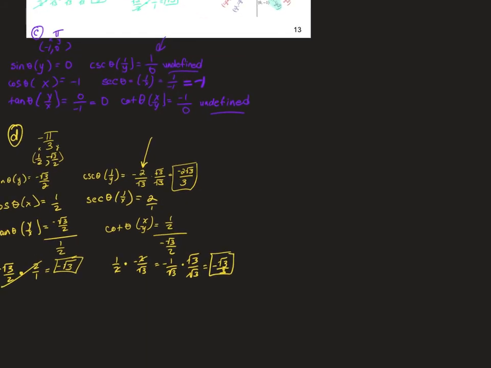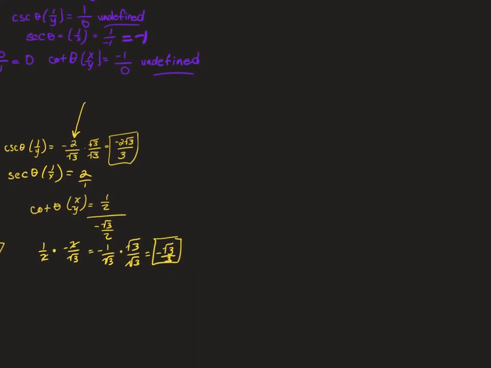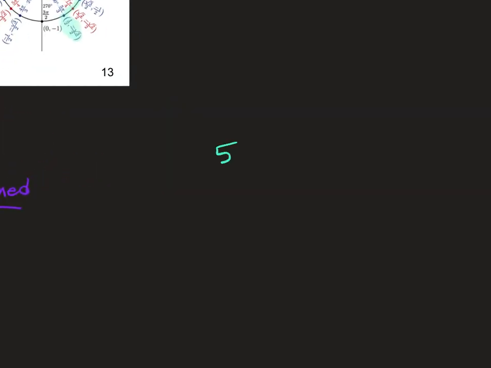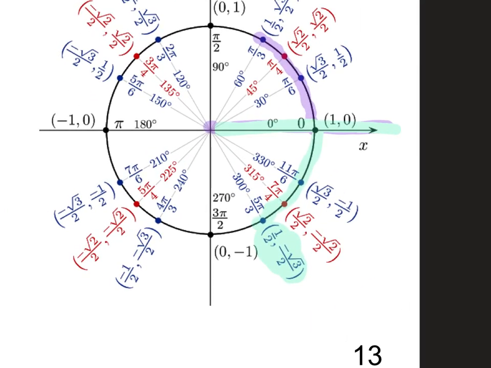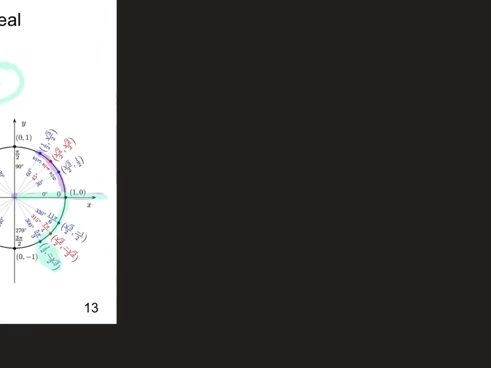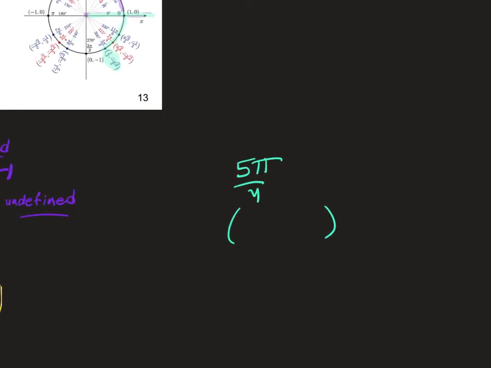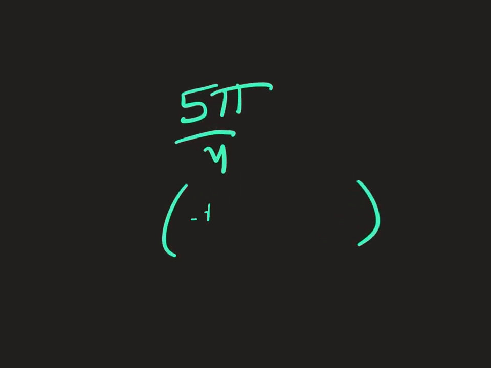Last one, and then we're done. What's the 5 pi over 4? Okay, so I'm looking for 5 pi over 4. Go to your unit circle. Where's 5 pi over 4? Bottom left. Tell me what the ordered pair is. Negative root 2 over 2, and negative root 2 over 2.